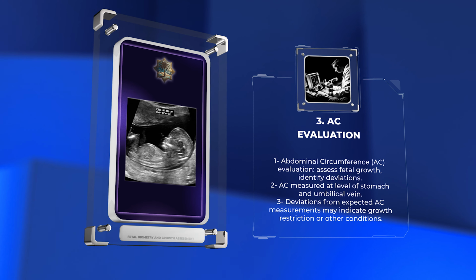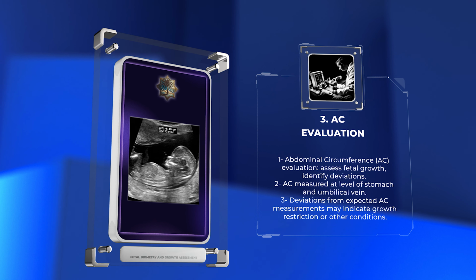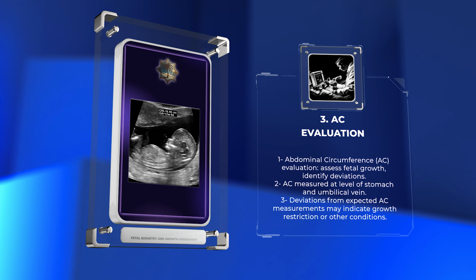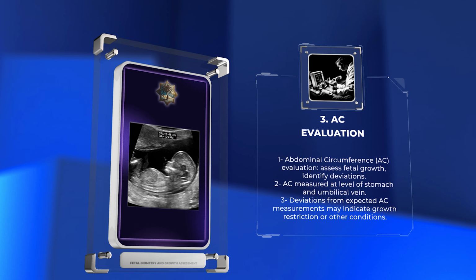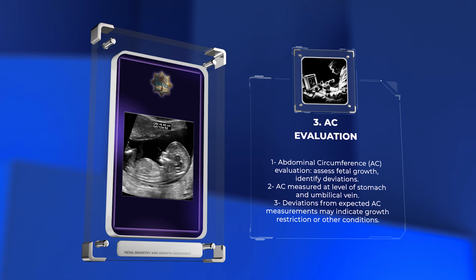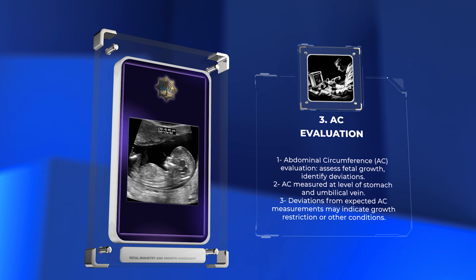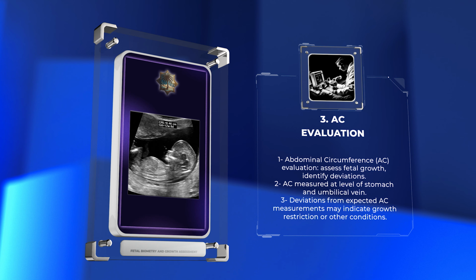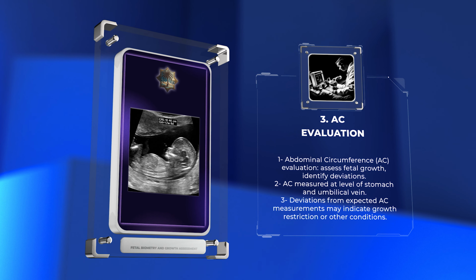Abdominal circumference, AC, evaluation is a fundamental parameter used to assess fetal growth and identify any deviations from the expected norm. AC is measured by obtaining the circumference of the fetal abdomen, typically at the level of the stomach and umbilical vein. By monitoring AC measurements at regular intervals, we can track fetal growth and ensure appropriate nutrition and development. Deviations from expected AC measurements may indicate intrauterine growth restriction, macrosomia, or other pathological conditions, warranting further investigations and interventions.